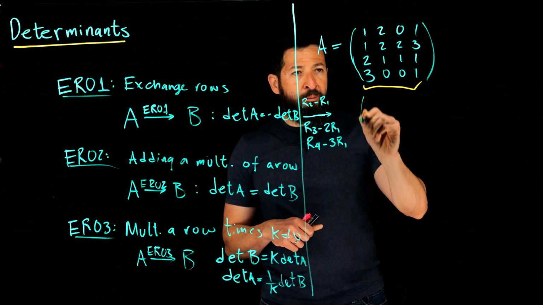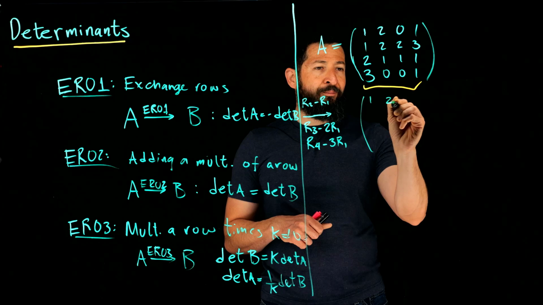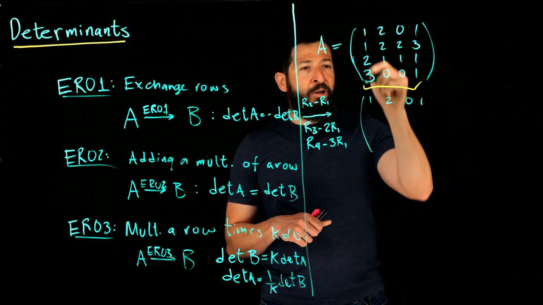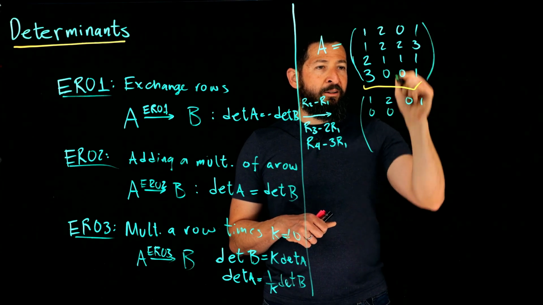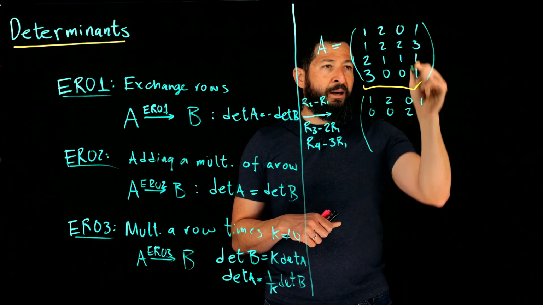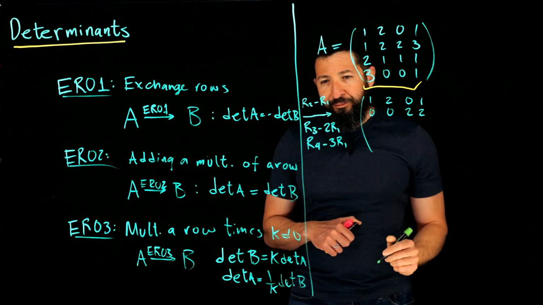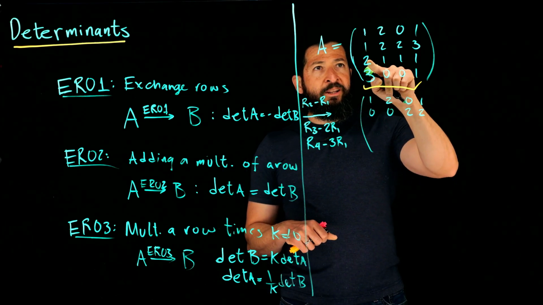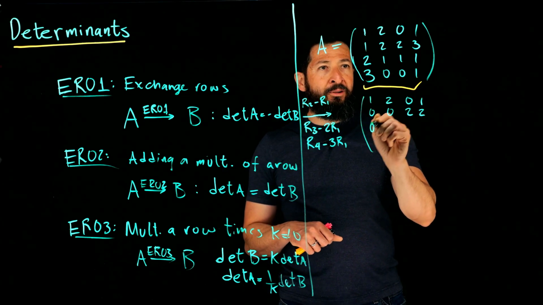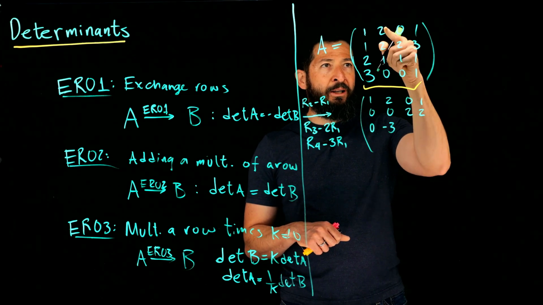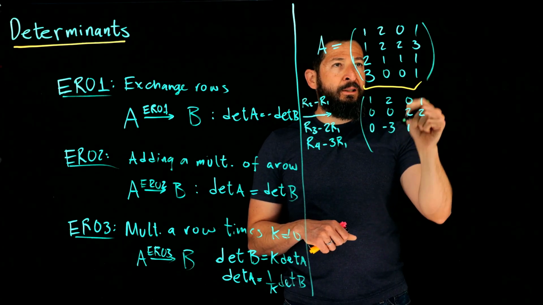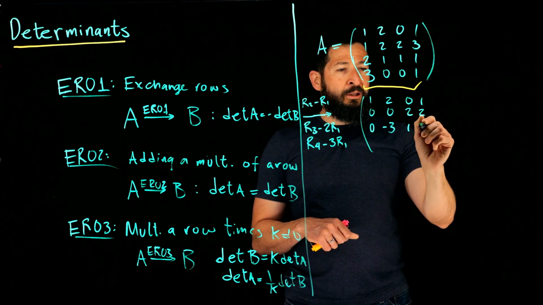So when I do all those operations, copy the first row. You're going to subtract, so this minus this, 0. This minus this, 0. 2 minus 0, 2. 3 minus 1, 2. Now I'm going to do this minus 2 times this. So I'm going to get 0 here. 1 minus 2 times 2 is going to be negative 3. So it's going to be 1 minus 4. 1 minus 0 is 1. And then 1 minus 1 is 0.